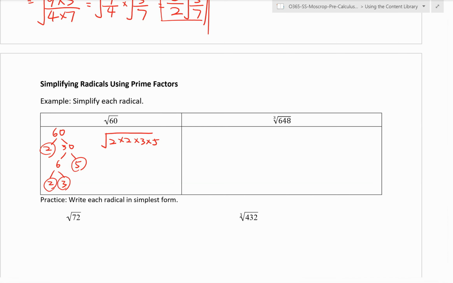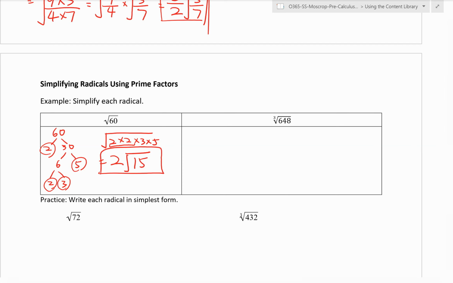Now from here, because these two are the same numbers, when you square root 2 times 2, it actually just ends up with a 2. When you square root the same number multiplied by itself, it's just that number itself. However, we still have the 3 and 5 remaining inside the radical, and there's nothing we can do, so 3 times 5 is just 15, and that's the answer. Square root of 60 is 2 root 15.